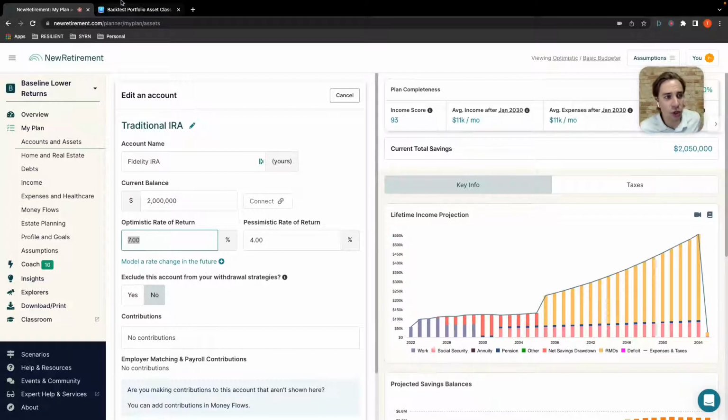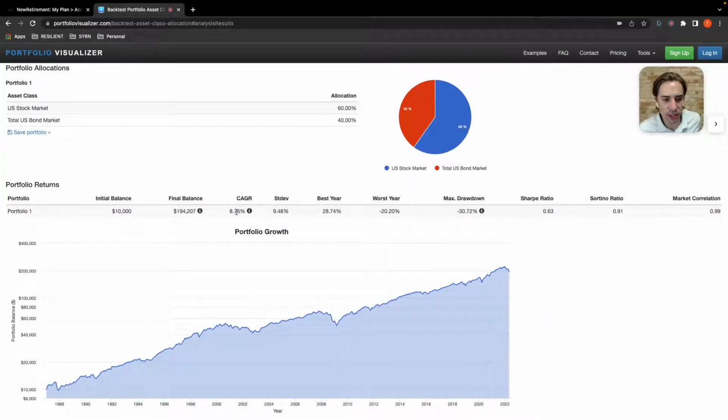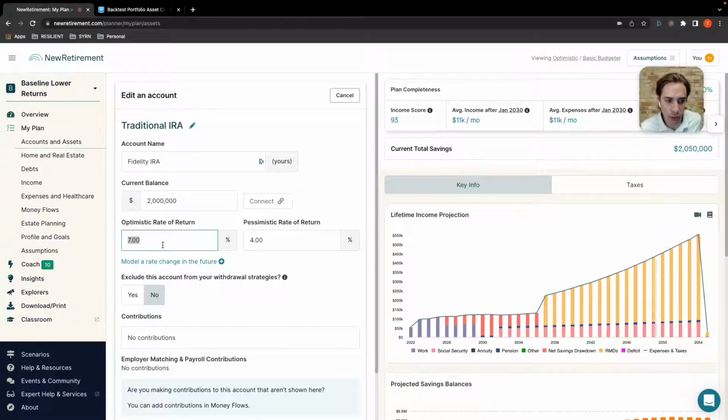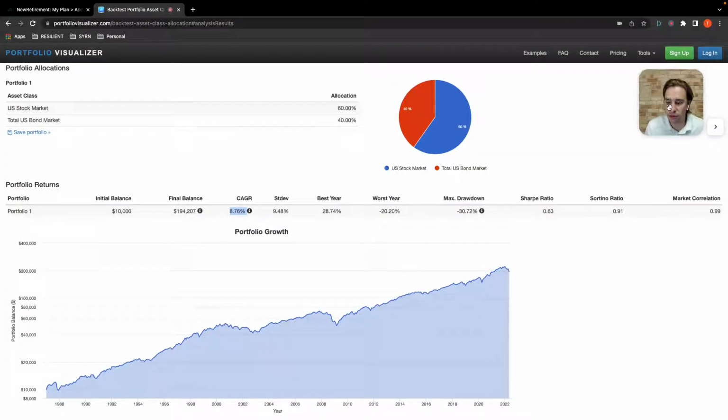Okay, but what you could do in this situation is use this 8.76. You could minus 1%, so 7.76 is what you could plug in here. And as far as the pessimistic rate of return, you can think about that in a few different ways. Some people will plug in whatever inflation is at any given time, or worst case scenario, the portfolio just keeps up with inflation. Another way to think about this number is also using Portfolio Visualizer.